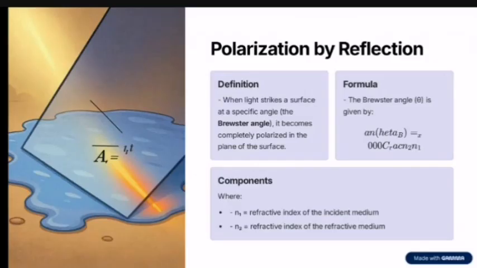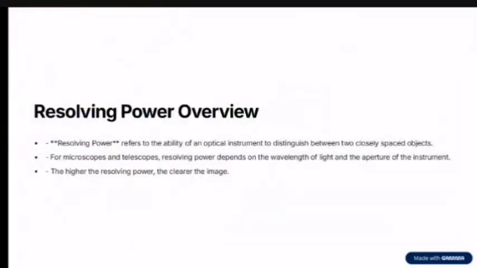So now let's go on to the last portion of this lesson. The last portion of this lesson is resolving power. This is the ability of optical instruments to distinguish between two closely spaced objects.